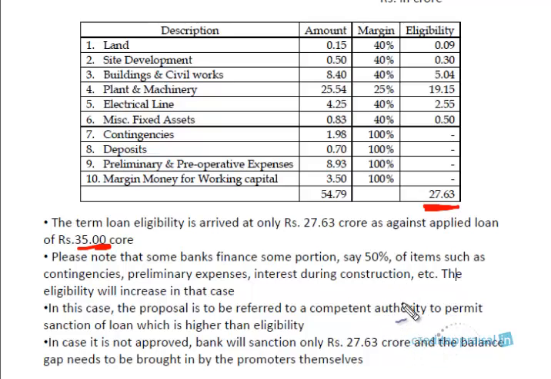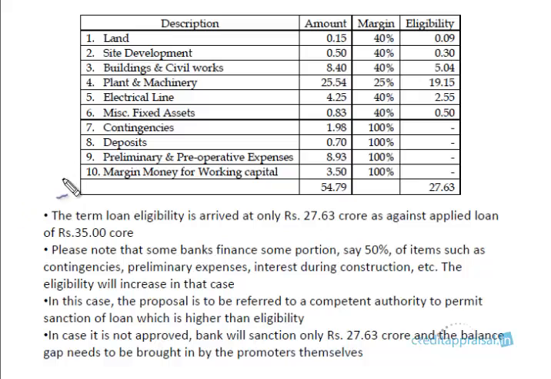One thing you have to note is that sometimes banks do finance a part of these items also, not marginal working capital, but preliminary pre-operative expenses and interest during construction. Sometimes banks do finance up to 50%, depending again on the policy guidelines. So this might go up. We don't know. Or alternatively, the bank might still sanction 35 crores even though the eligibility is 27 crores. For that, the competent authority might seek approval from a higher authority to permit the deviation. These sorts of things are allowed as per the bank policy guidelines.